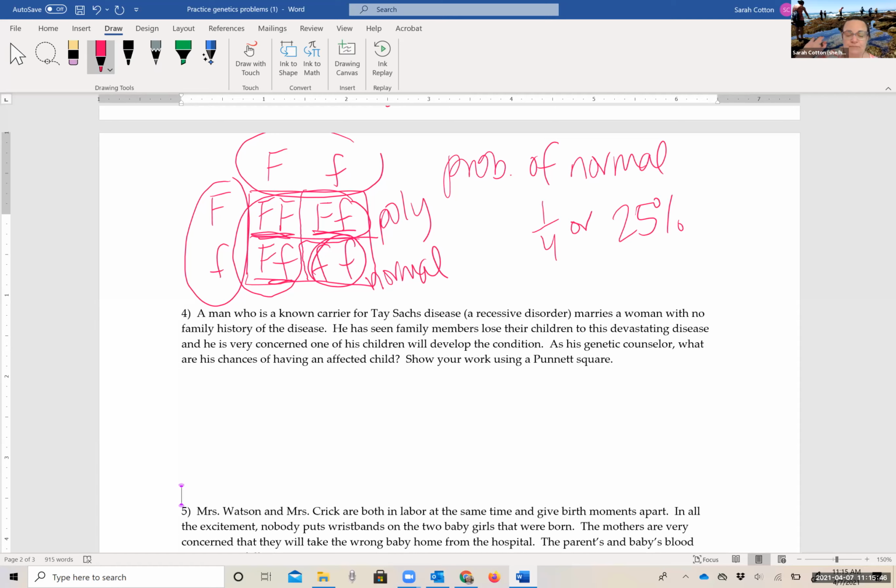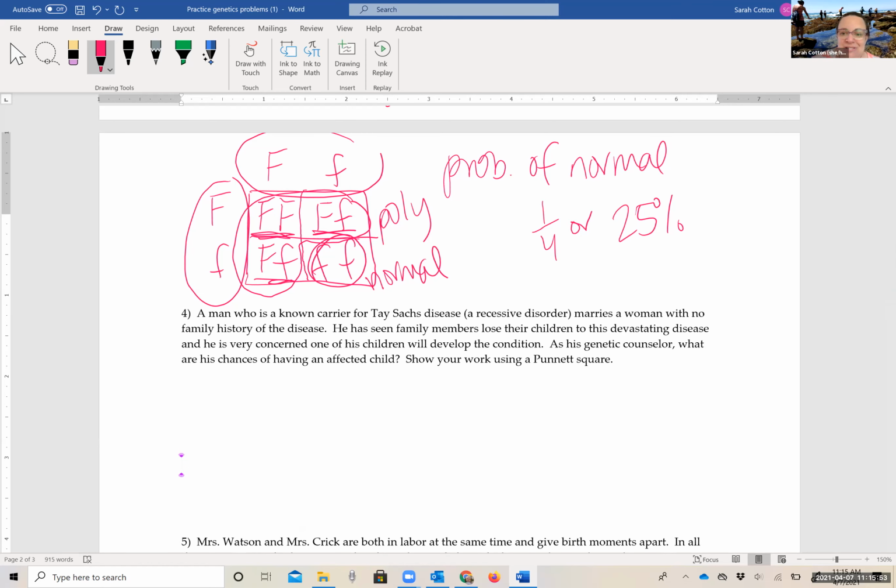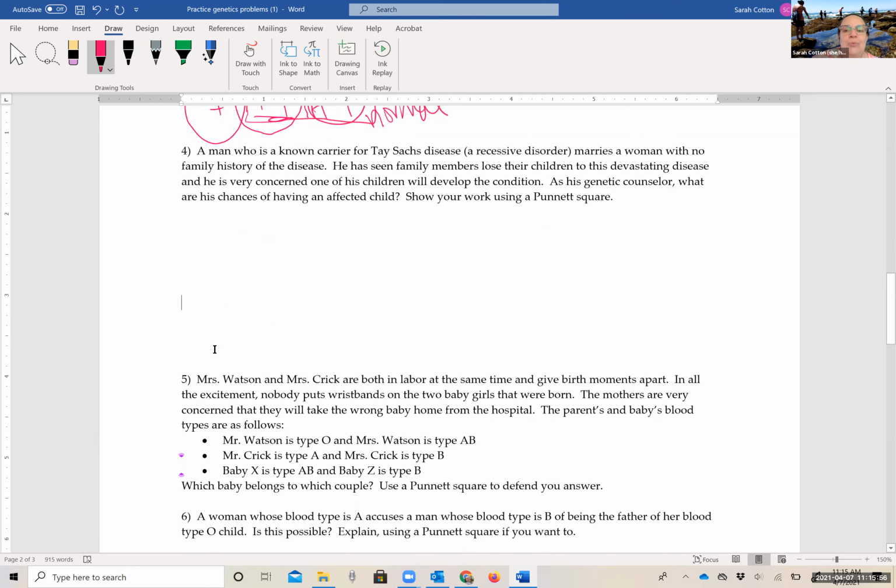Okay, so a man who is a known carrier for Tay-Sachs disease marries a woman with no family history of the disease. He has seen family members lose their children because it's a devastating disease and he doesn't want to have a kid that has that condition. So as his genetic counselor, we're assuming that we do not have genetic tests that can answer the questions for us. We're going to figure out what his chances are of having an affected child. We have a lot of things to unpack here.